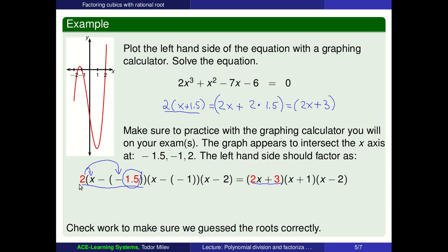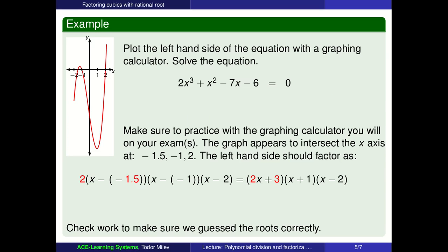Okay, so what I have done is I have simplified this block to this block, so I don't need to deal with decimals. I don't need to deal with the decimal 1.5. When I distributed the 2, the decimal 1.5 became the integer 3, which is much easier to work with.